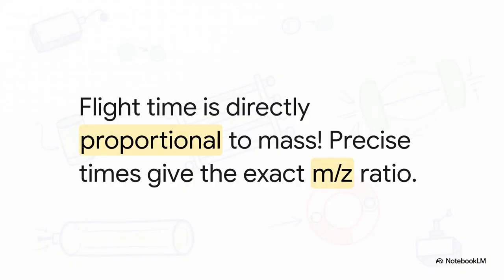The sheer genius of this design is right here in the core math. The flight time is directly proportional to the mass. That means simply by precisely measuring the time it takes an ion to hit the finish line, which we measure in fractions of a microsecond using insanely fast electronics, we instantly know its precise mass-to-charge ratio. There's no scanning through frequencies or fields required at all. We just measure the time it takes to cross the finish line.